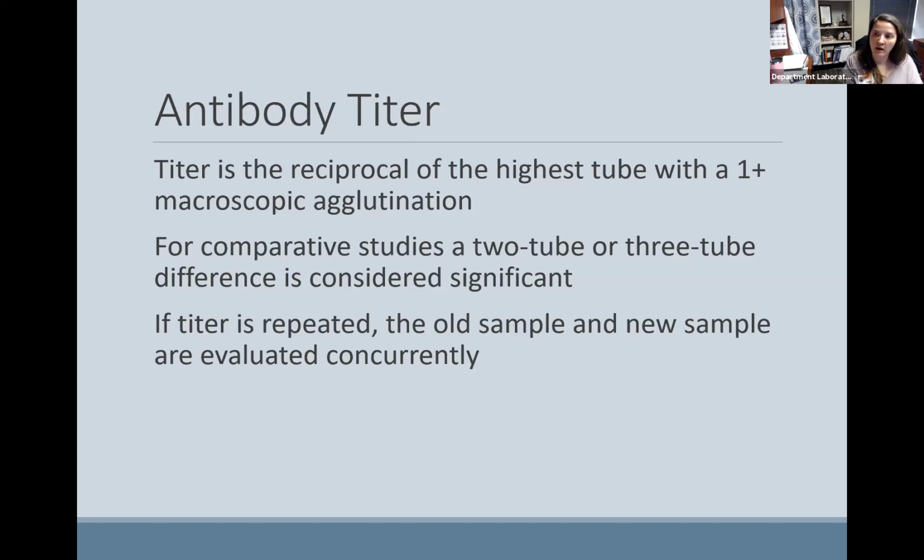So we will run the previous titer and then titer from the new sample. We repeat the old one with the new one. We run them side by side in conjunction with each other.